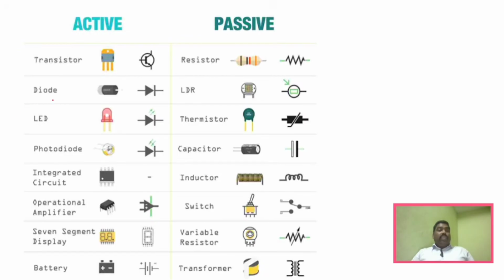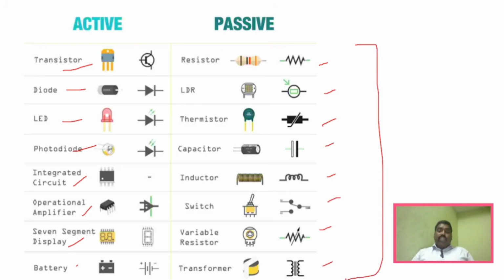So you can see these are the active components: transistor, diodes, LED, photodiode, IC, operational amplifier, segment display, battery. Whereas the passive components are resistor, LDR, thermistor, capacitor, inductor, switch, variable resistor, transformer. All these will just absorb the energy and dissipate it, right? Whereas here it will amplify, it will generate, or it will rectify. All those things can be done in active components, right? So this is about active and passive components.